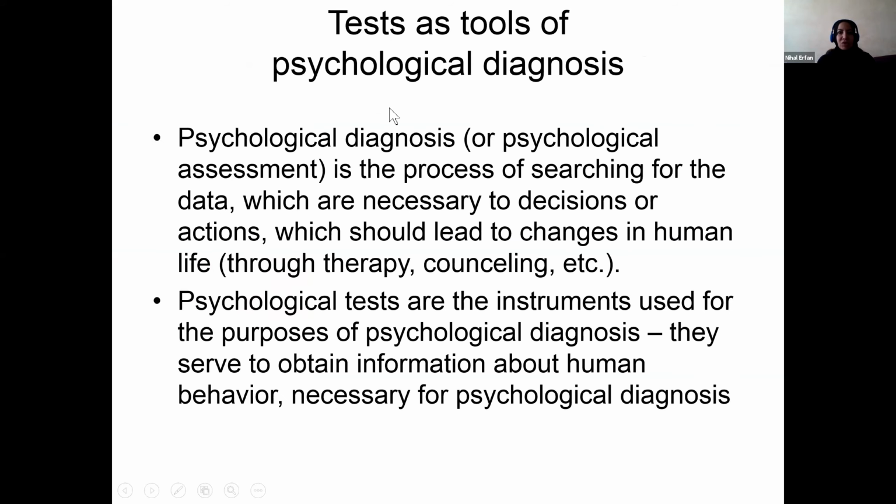So how are they used in psychological diagnosis? A psychological diagnosis or assessment is a process of searching for data that are necessary for decisions or actions and that lead to changes in human life. Based on the diagnosis, you're going to do counseling, therapy, an intervention of some sort, or recommend something. So it's all based on your psychological diagnosis. Psychological tests are instruments used for the purpose of psychological diagnosis, and they serve to obtain information about behavior that's necessary for it.